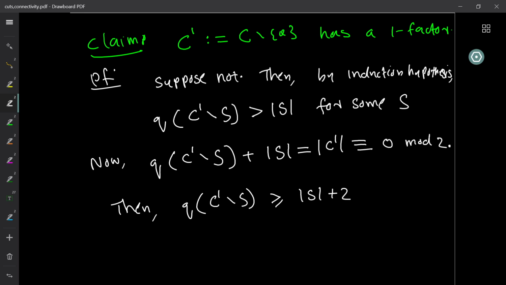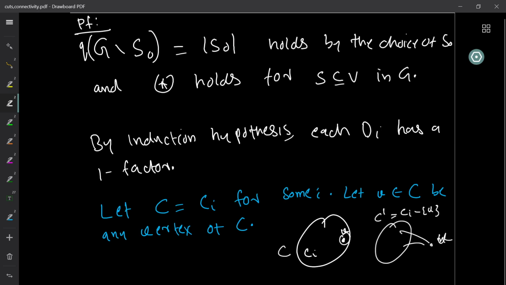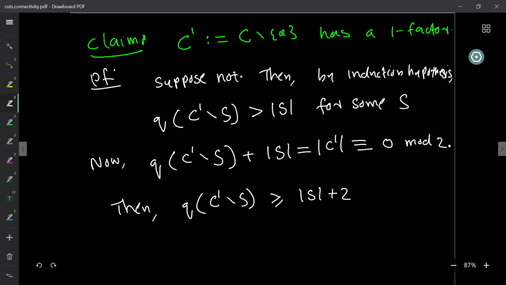Okay. Now, if you look at Q of C dash minus S plus cardinality of S, what is that? The number of odd components in C dash minus S plus the elements in S is actually equal to the cardinality of C dash. By definition, we started with Ci, which was an odd component, and removed one vertex. So C dash has exactly an even number of vertices. Therefore, this is 0 modulo 2. It's an even number.